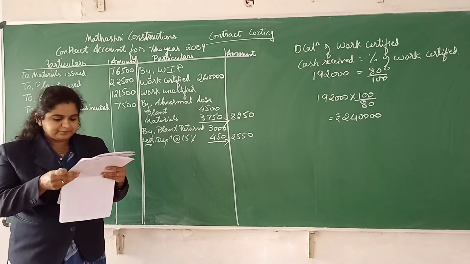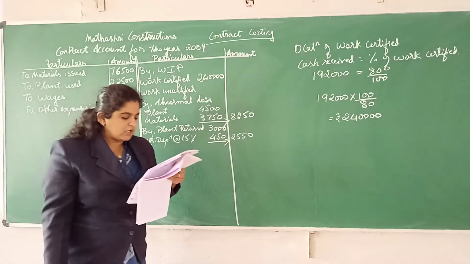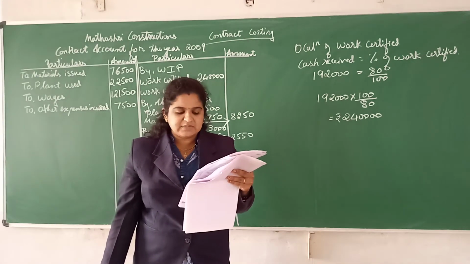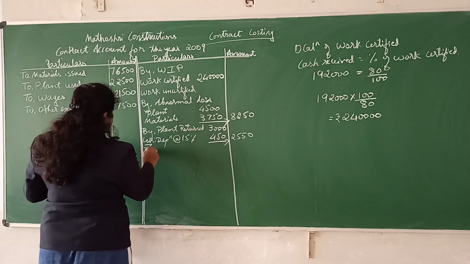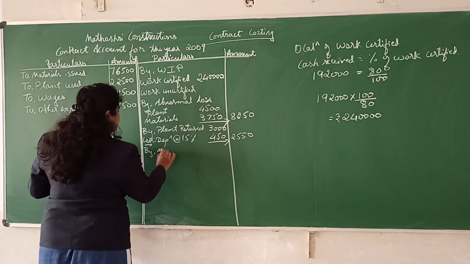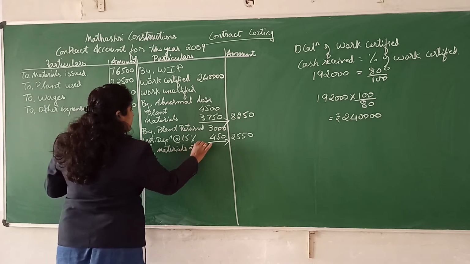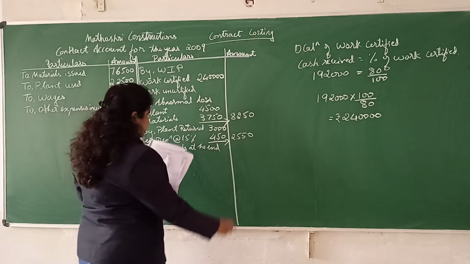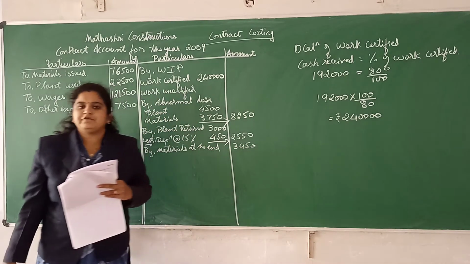Now next, materials costing rupees 3450 were in hand on site. It means it is closing materials. So again on the credit side, buy materials at the end. Okay, amount is 3450.